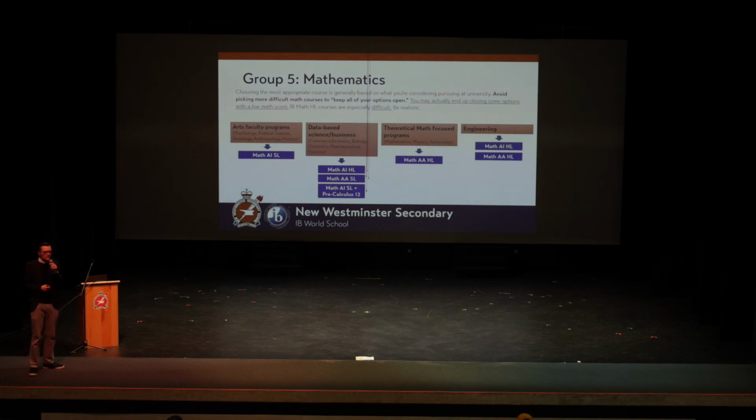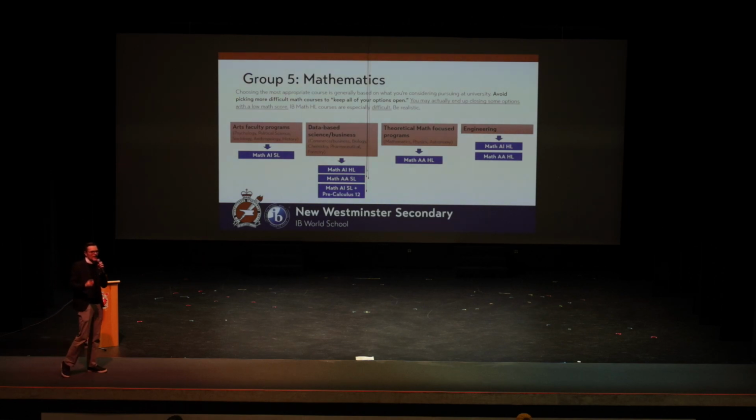And also by taking a course like Math AI SL, even though it's still an IB math course, the level of rigor in that one is a little bit more approachable, I would say, compared to the other math courses. So if you're interested in doing any of those programs after high school, I definitely recommend the Math AI SL. Another option, if you look in that second column, if you're thinking about the commerce, business, biology, chemistry route, one thing you could do is do a Math AI SL, but then also do a pre-calculus 12 course through summer school or online.